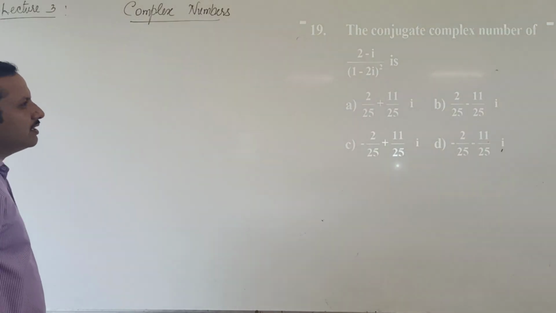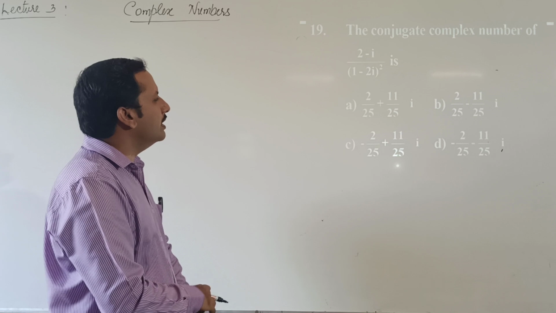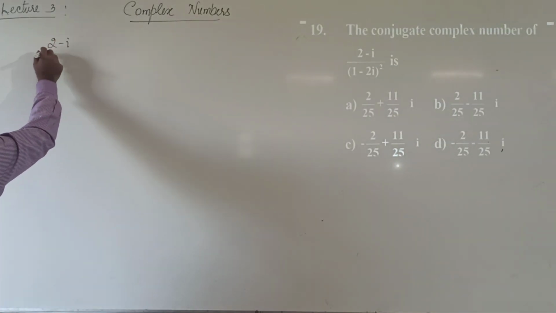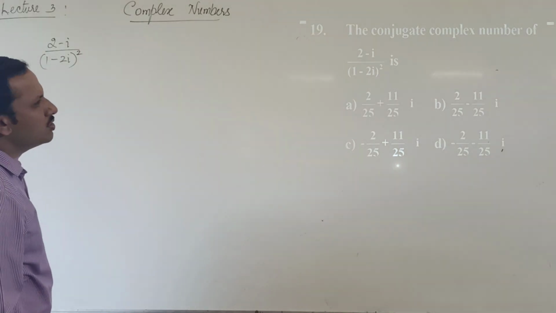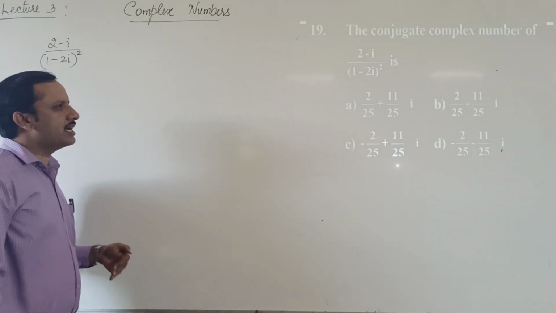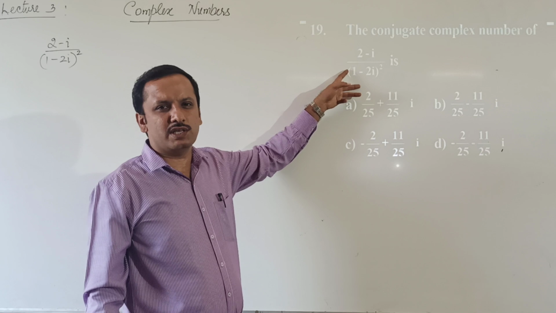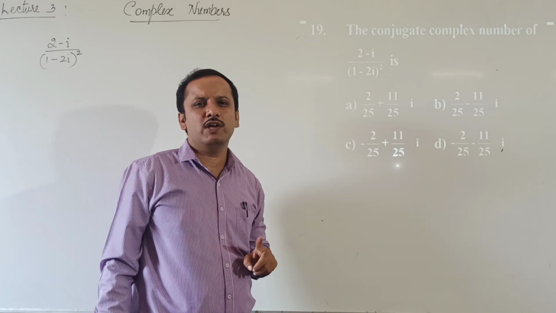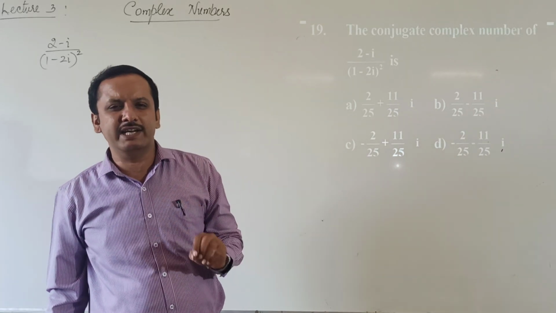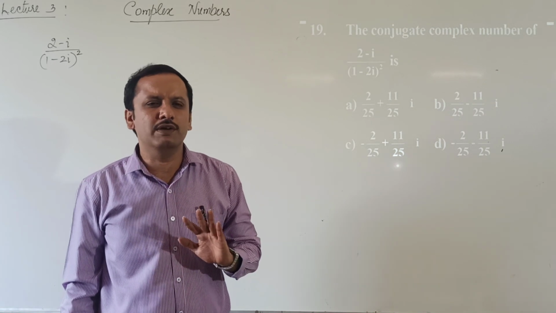Let's answer the next question now. The conjugate of the complex number 2 minus i divided by (1 minus 2i) whole square. What they are asking is, we are asked to find the conjugate of this complex number. To find it, first we will bring it to the standard form, that is, the form a plus ib.